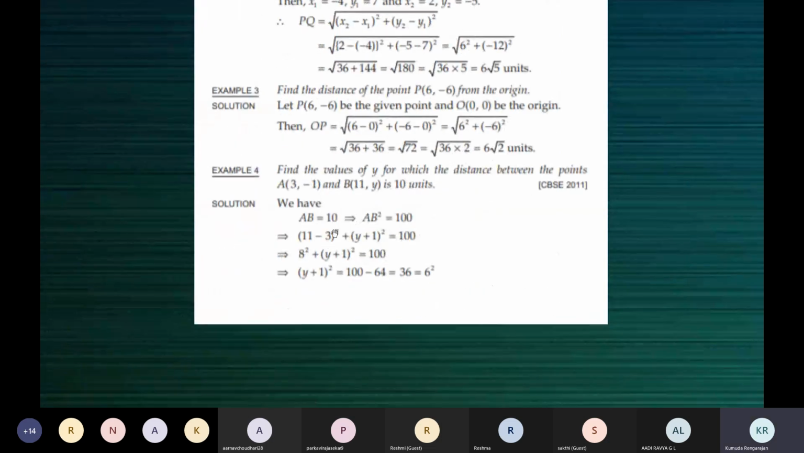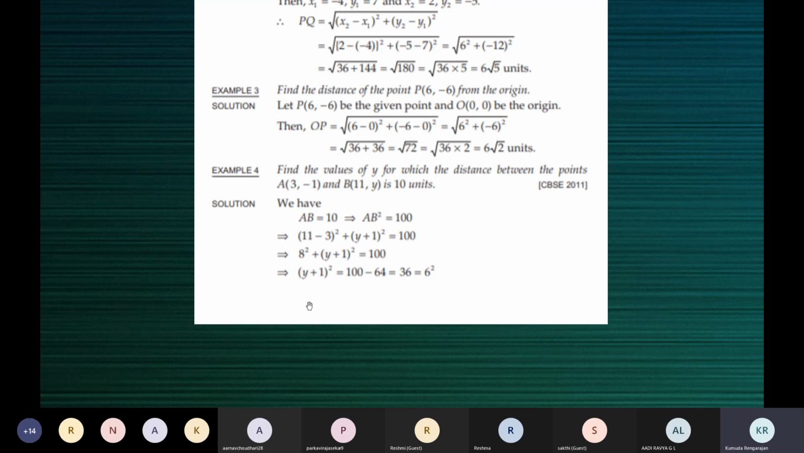So you can see 11 minus 3 is 8 squared plus y plus 1 the whole square is equal to 100. Here they have not expanded this one. I'll tell you how it's worked here. Normally we tend to expand. It's not expanded here. So y plus 1 the whole square is equal to 100 minus 64, which is 36.